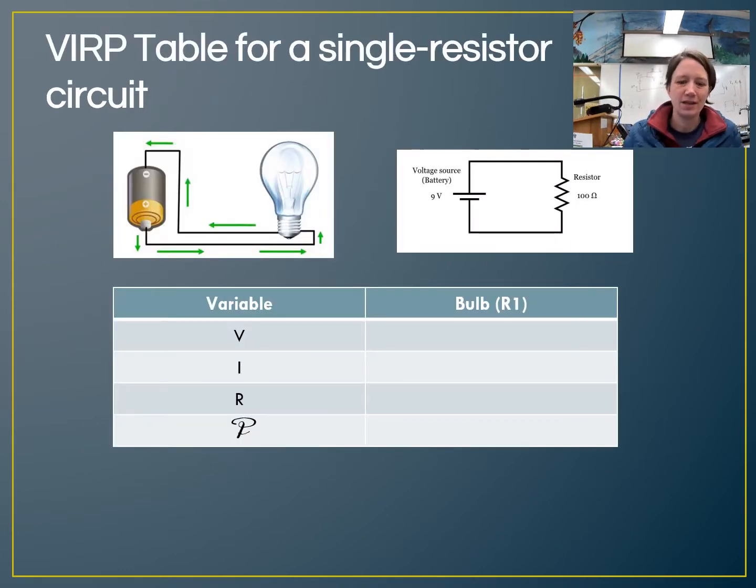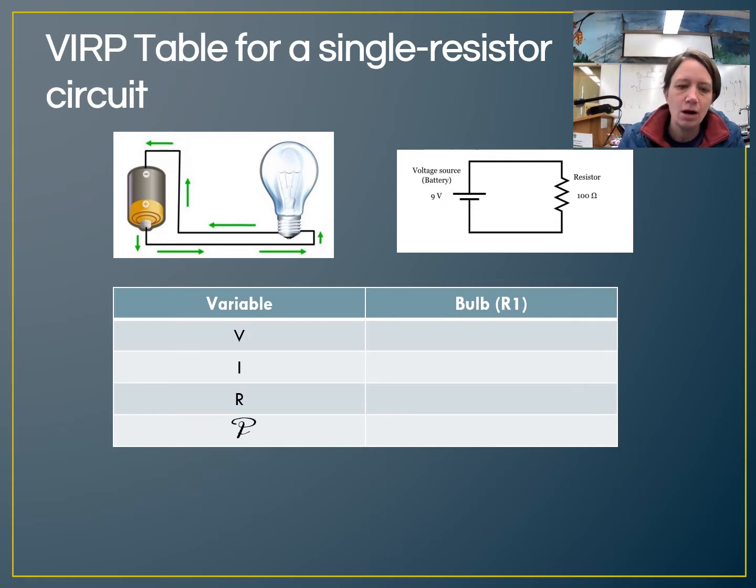Before we get into more complicated circuits, let's talk about just creating a tool that helps us track information for all of our circuits. And that tool is going to be called a VIRP table. VIRP, of course, stands for voltage, current, resistance, and power. That's kind of a cursive P. I know it looks weird, but anyway.